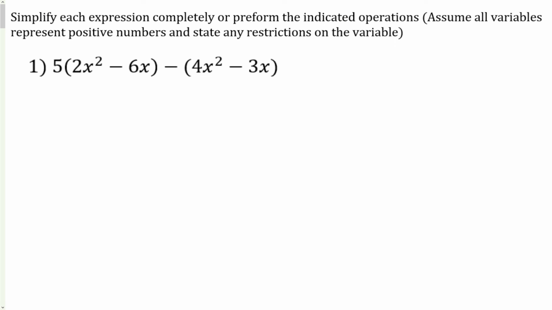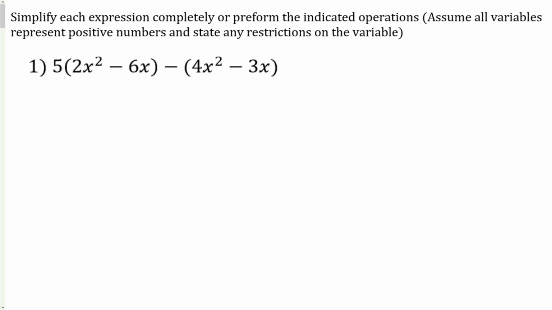So for the first 10 or so, the instructions are to simplify each expression completely, or perform the indicated operations like addition and subtraction. And we are going to assume all values represent positive numbers. That means that if we have a radical, we don't need any absolute value signs. And if something's in the denominator, we should state any restrictions on the variables. So the first question was kind of like a warm-up.